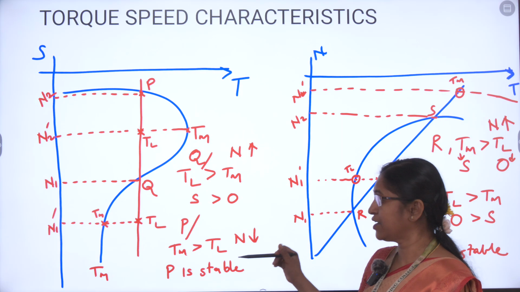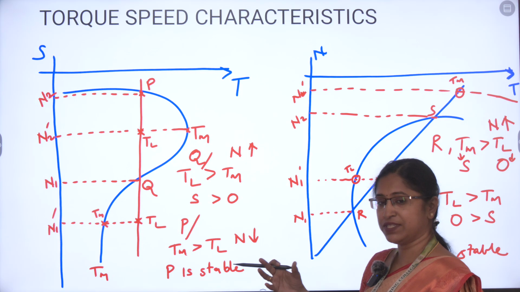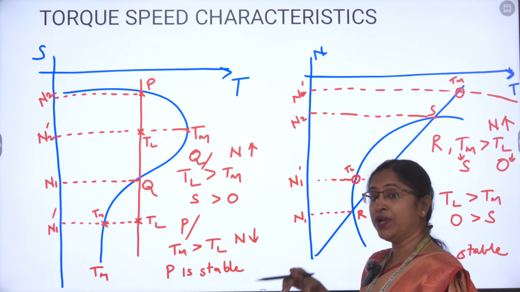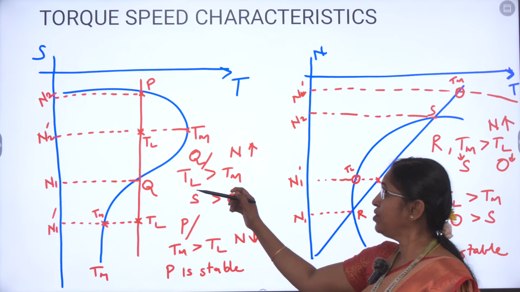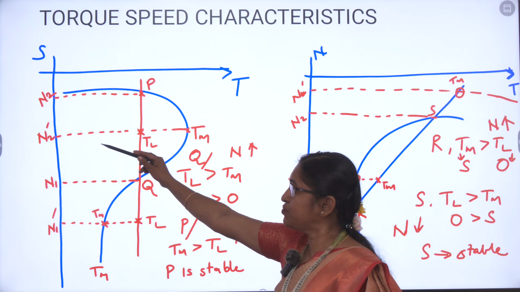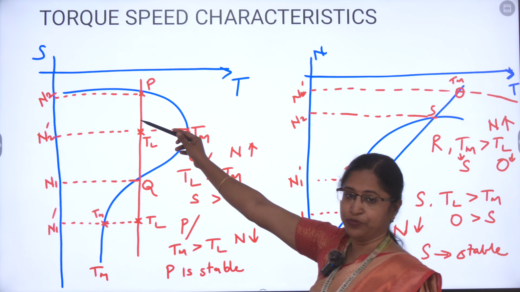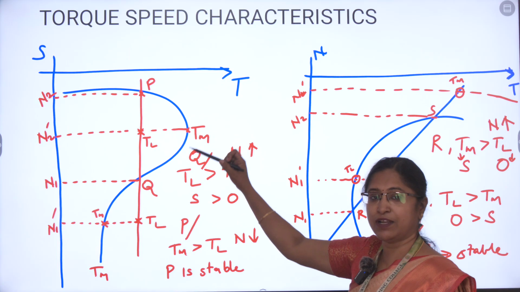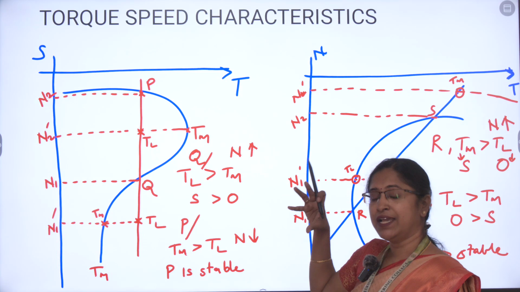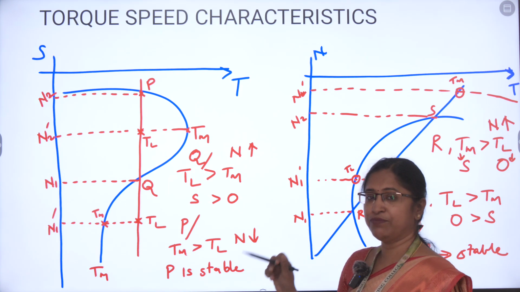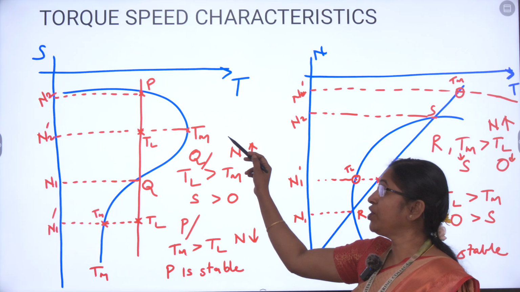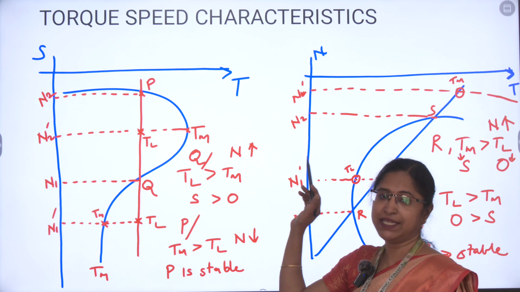So since motor torque, your speed is an opposing force which is greater, it tries to decelerate and it tries to go to its original position. Because of deceleration of your speed, it tries to reach the N2. So there is a possibility it will act oppositely and it will try to bring the speed back to N2. Therefore from this concept we can say the point P is the stable operating region.